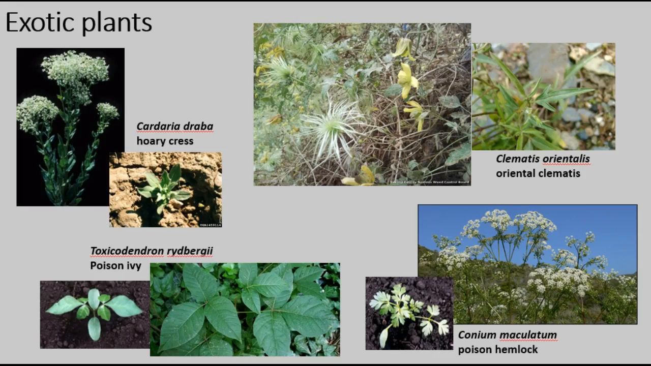Some more exotic plants. We have poison hemlock, a very large species, taller than a human being. Clematis, which are able to grow on top of other vegetation. There are native clematis species, but this is not one of them. And they make these, again, very Fraggle-esque fuzzy top flowers. And then the hoary cress is another more dryland species.